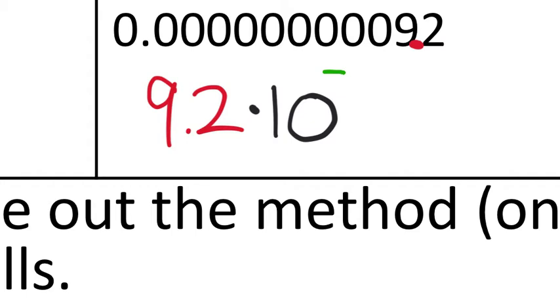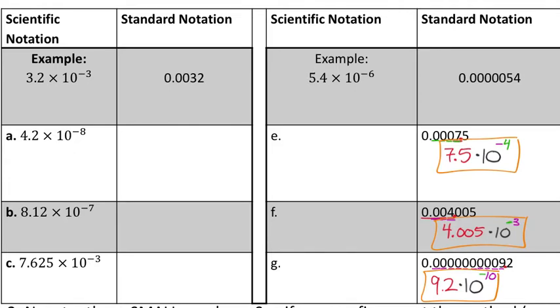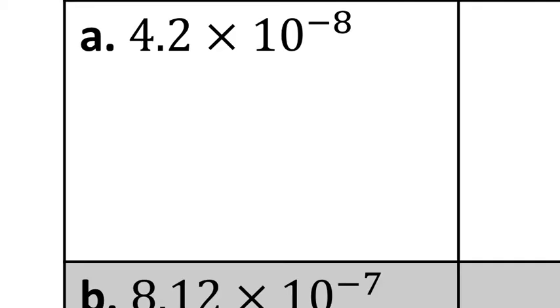But the value of that negative is how many place values are between the decimals. 1, 2, 3, 4, 5, 6, 7, 8, 9, 10. So that exponent becomes 10, but negative 10. And so this is that value in scientific notation. All right, so there's those three. And yeah, you can write them in these boxes if you'd like, but it's the same answer. Let's get to these three.